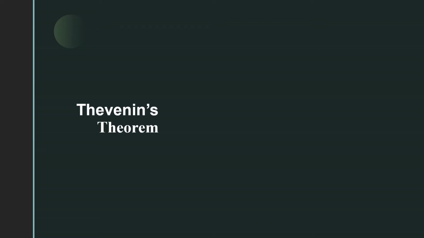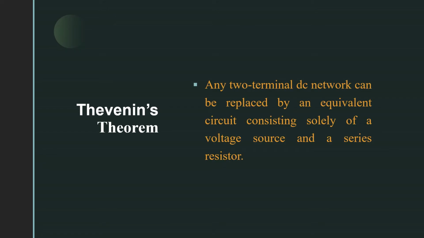Suppose that we are given a circuit and that we wish to find the current, voltage or power that is delivered to some resistor of the network, which we will call the load. Thevenin's theorem tells us that we can replace the entire network exclusive of the load by an equivalent circuit that contains only an independent voltage source in series with a resistor in such a way that the current-voltage relationship at the load is unchanged. So we say that any two-terminal DC network can be replaced by an equivalent circuit consisting solely of a voltage source and a series resistor.